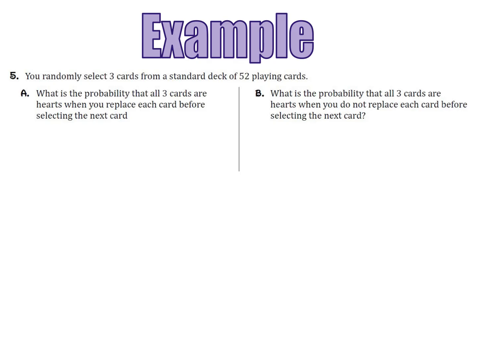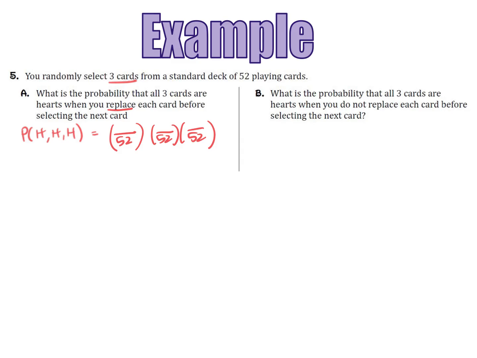So we are being told that we are randomly selecting 3 cards from a standard deck. For part A, it says, what is the probability that all 3 cards are hearts when you replace each card before selecting the next card? So what that means is we're looking at the probability that we get a heart, and then another heart. But also, out of the 52 cards, each time we're always putting that card back. So our denominator isn't going to change each time we're doing that.